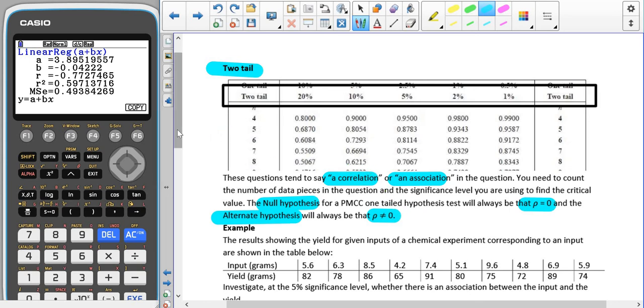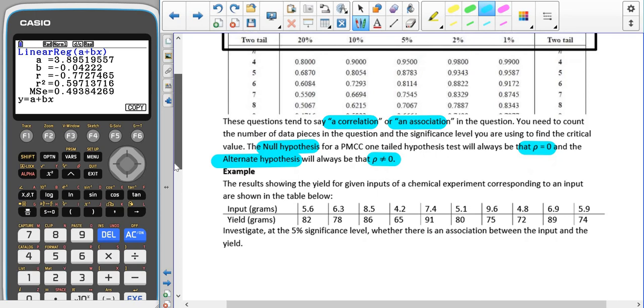Now, the reason for that is that we're not looking for a certain direction. We're not looking for a positive or a negative correlation. We are just looking for a correlation or an association. So that means that we can't specify a direction. We just know that it won't be 0, so not equal to 0.